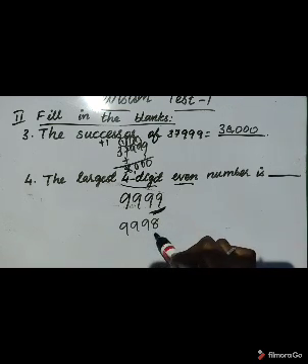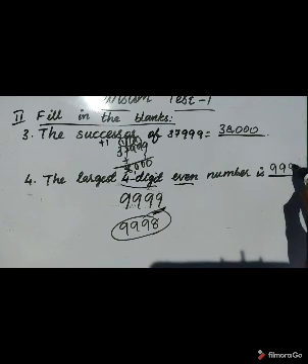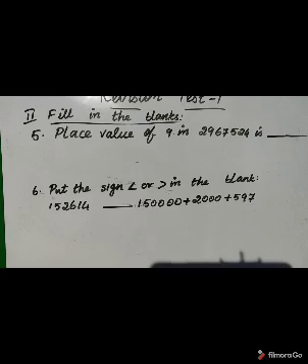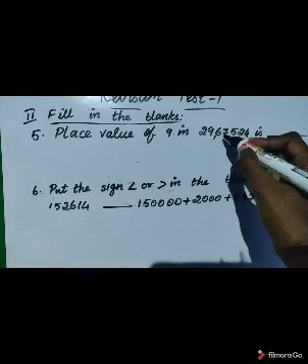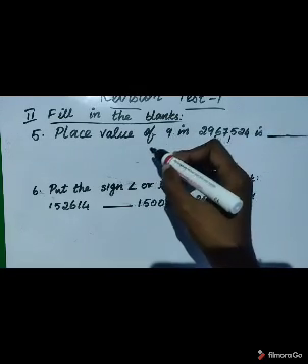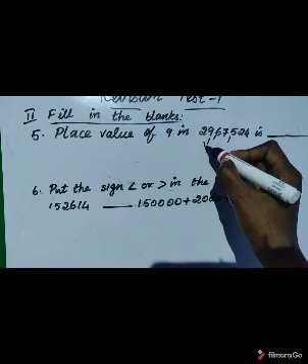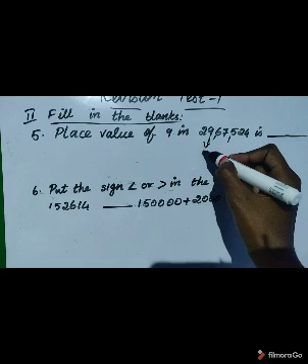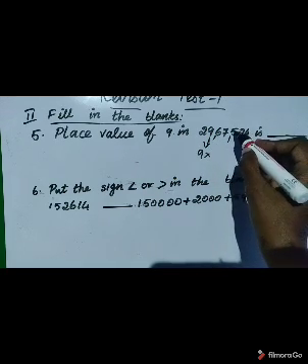Fifth one, place value of 9 in 29,67,524. So in this you have to find the place value. So place value, what you have to do, you have to multiply the number by the place. So the number is 9 and its place is ones, tens, hundreds, thousands, 10,000 and lakh. So it is in the lakh place, so you have to multiply by the lakh. So 9 into 1 lakh, it is 9 lakh. So you can write in numeral like this, otherwise you can write in number name 9 lakh.